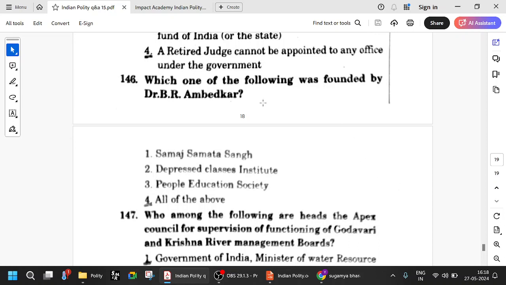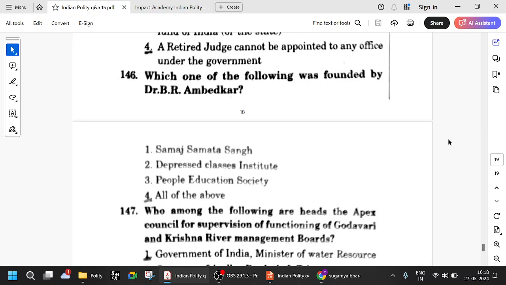Which one of the following was founded by Dr. B.R. Ambedkar? Samaj Samata Sangh, Depressed Classes Institute, People's Education Society. All these were founded by Dr. B.R. Ambedkar. And there are many others, Bahishkrit Samaj and such things.